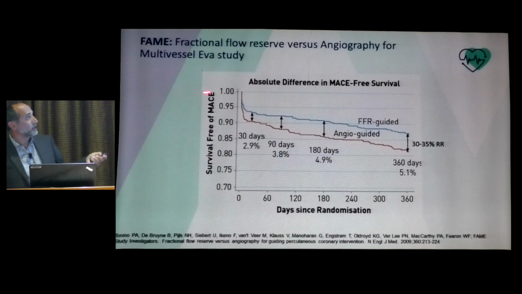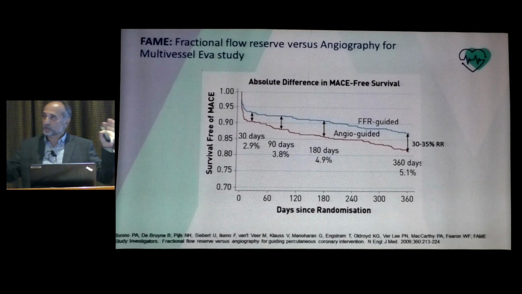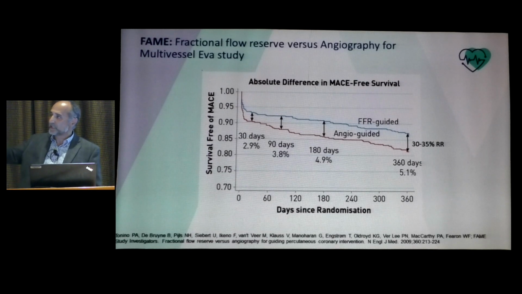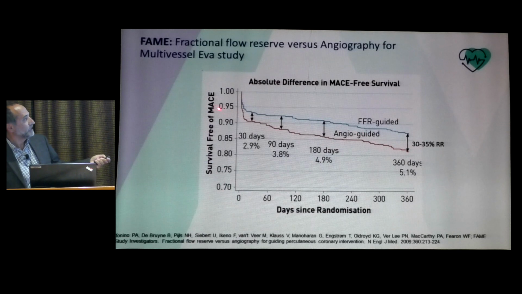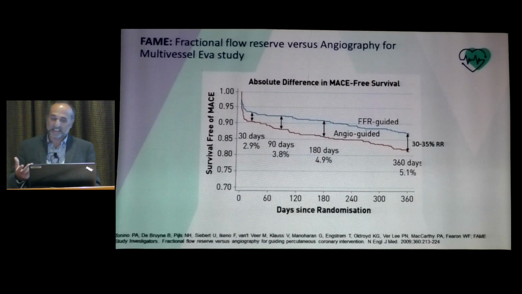The FAME trial you probably heard about tried to assess fractional flow reserve assessment versus angiography for multivessel disease. So they took patients with multivessel disease and they did angiography and they wanted to make a decision whether to stent or not stent based either on coronary angiography or on FFR. And when they followed these patients for over a year looking for survival free of MACE, they found that there was a substantial, significant difference in favor of FFR-guided PCI.